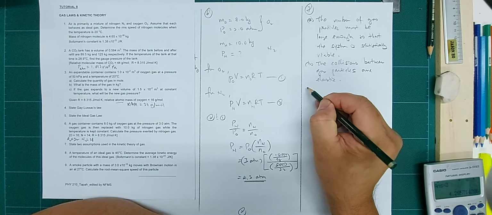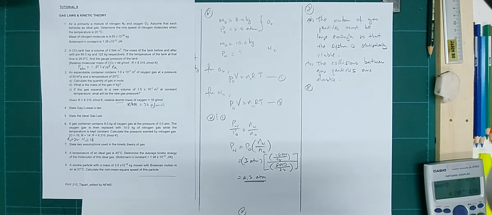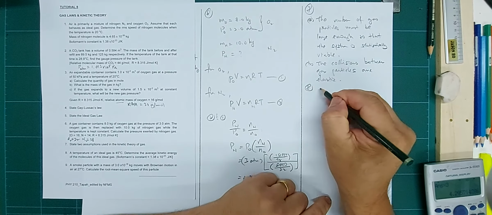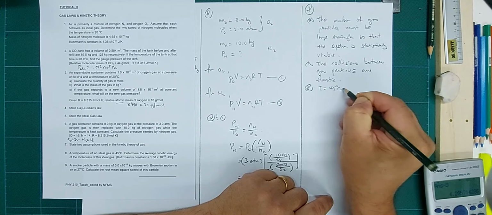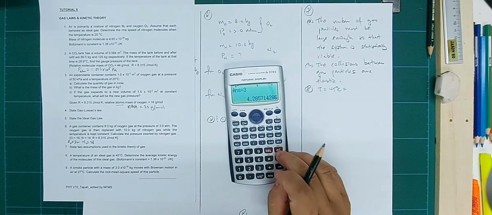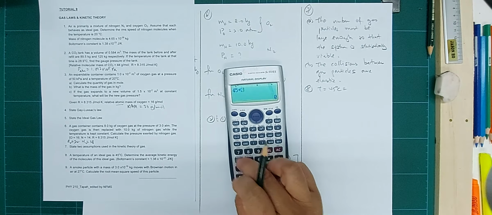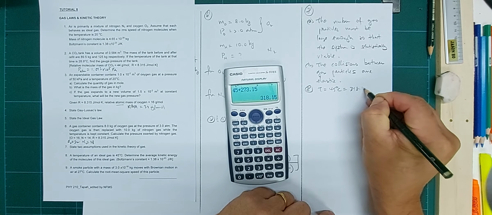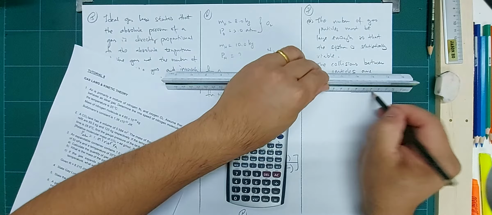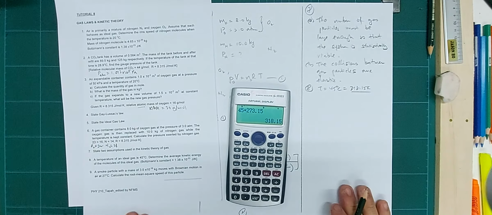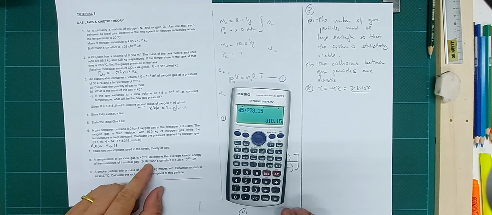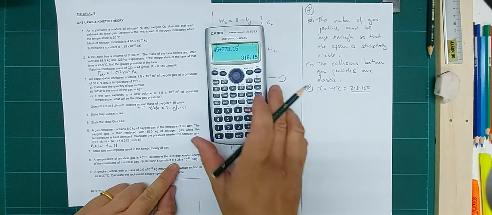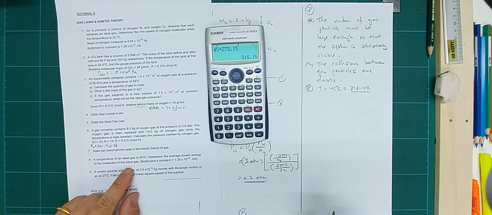Next one, number 8. The temperature of an ideal gas is 45 degrees Celsius. Change to Kelvin, add 273.15, so you have 318.15 Kelvin. That is our temperature. Next, what's given? Determine the average kinetic energy of the molecule of this ideal gas.